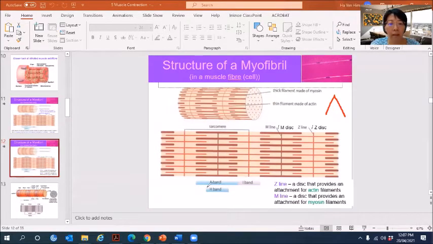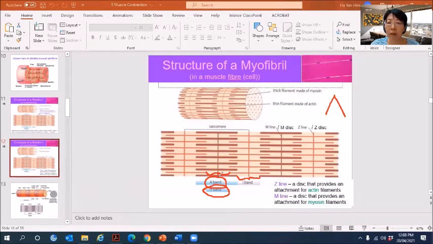The H band is the region where no overlapping can occur. So this space here, where there's no overlapping of thin and thick filament, is the H band. Then the I band is this region here, where you have your thin filament which does not overlap with the thick filament. Among these three bands, only the A band is where overlapping can occur between thick and thin filament, the entire length.